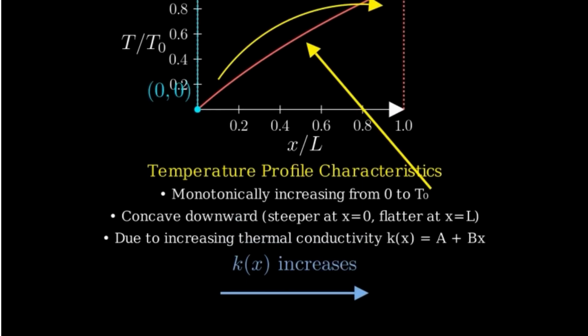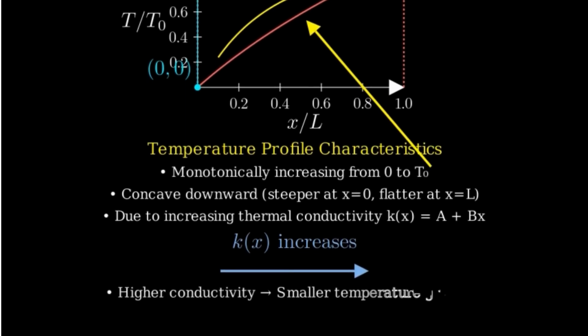As x increases, the thermal conductivity K also increases, meaning the material becomes better at conducting heat. In regions of higher conductivity, the temperature gradient is smaller because heat flows more easily. Physically, this means that the temperature changes rapidly in low conductivity regions and changes more gradually in high conductivity regions, which is exactly what we observe in our solution.